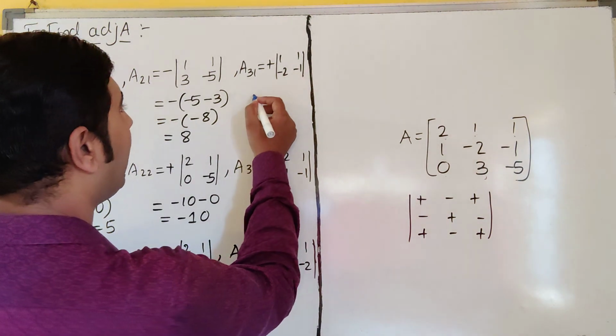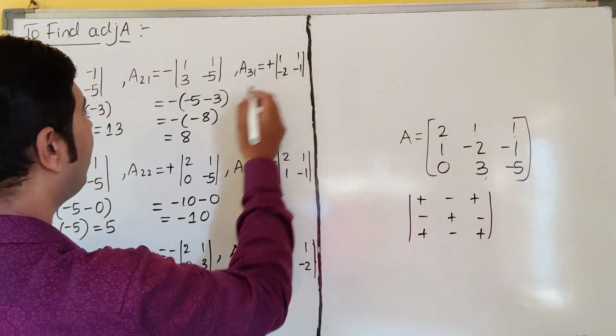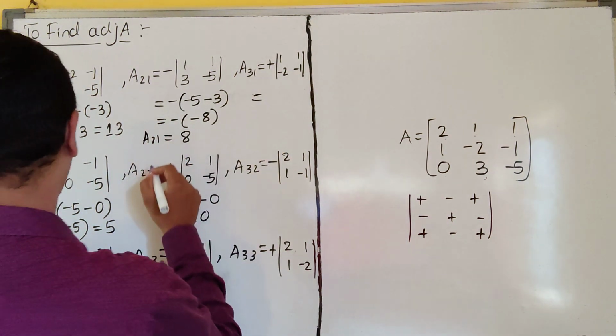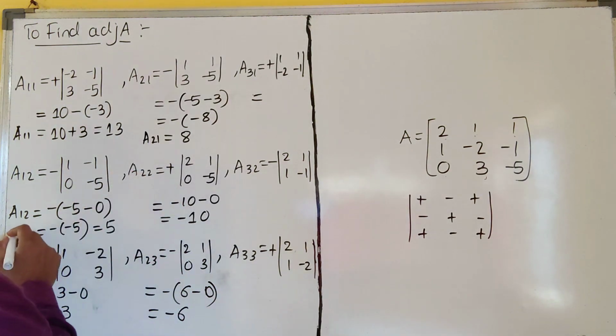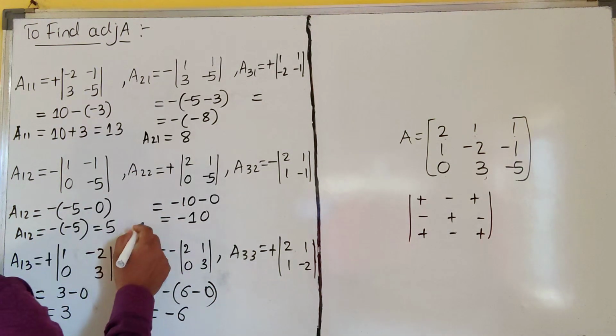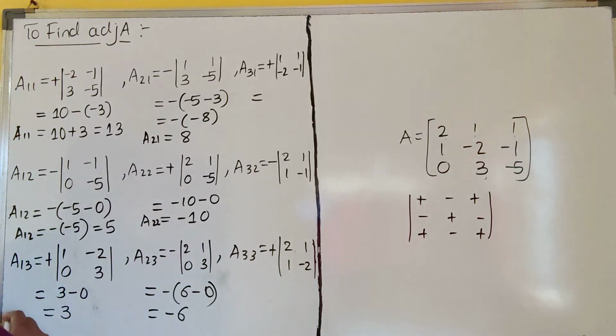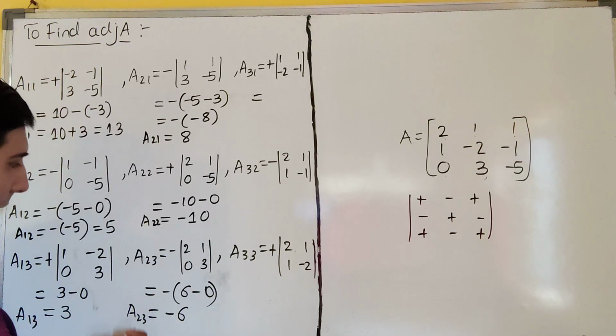So next is what you see. Plus sign is there, no need of writing. So this is nothing but A21 now. So if you want, I will write A21. This is A12 and this is A22 and this is A13 if you want.